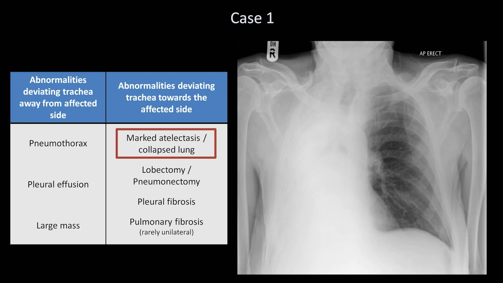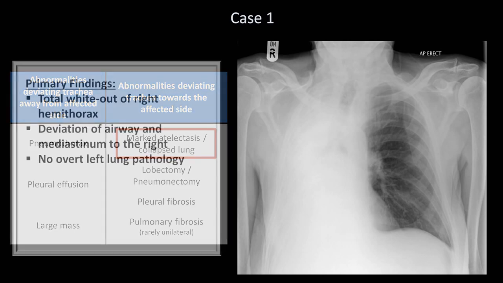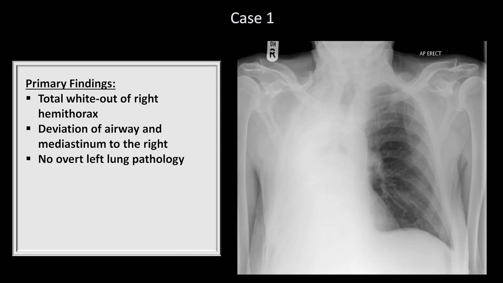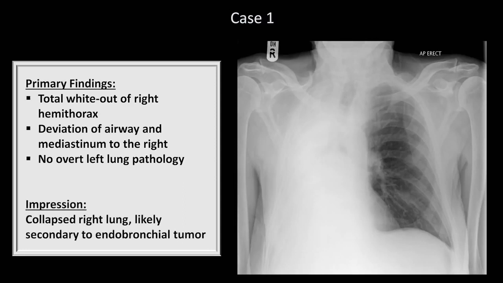Why would someone develop a complete lung collapse? In the setting of a smoker who is presenting with a subacute history of hemoptysis, the most likely explanation is an endobronchial lung cancer.